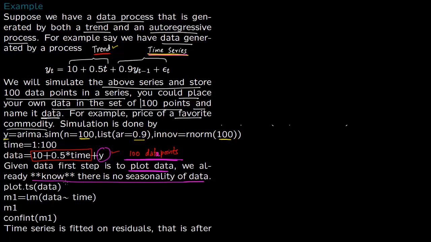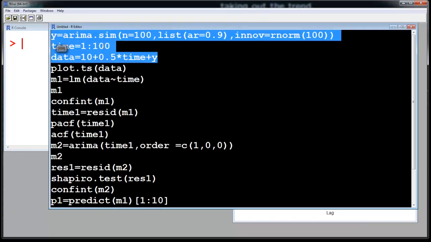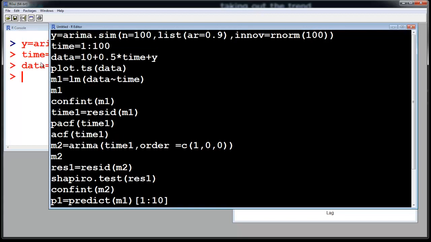When you plot your data, you do not know beforehand if there is a trend in the data or not. I have generated data which has a trend, but you could have data about which you do not know. So let us just plot what I have and see what it looks like. You copy paste this from the description of the video. We first have to run these 3 lines so that you have the data. Now you have the data. Now we just plot this data.